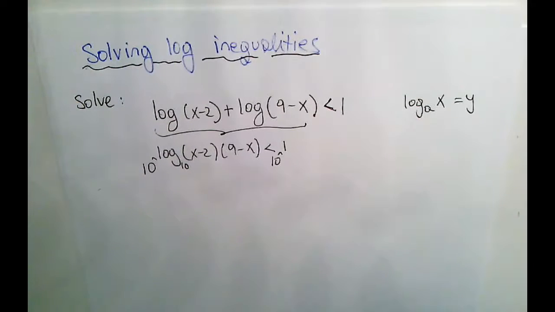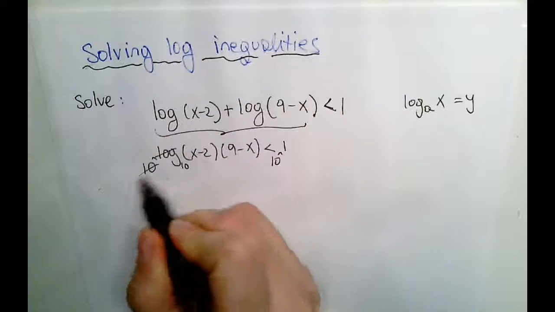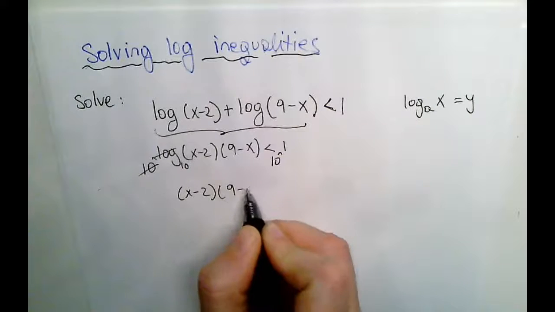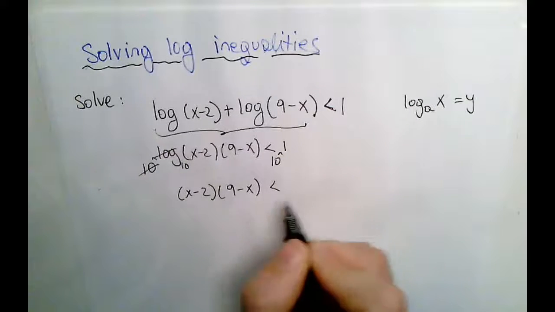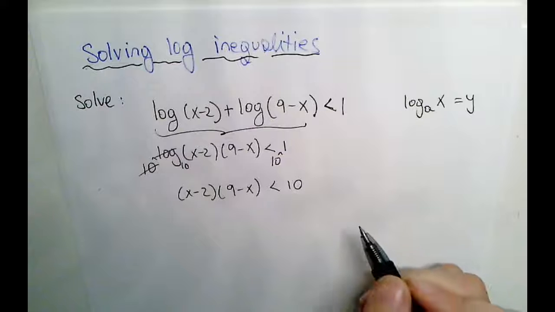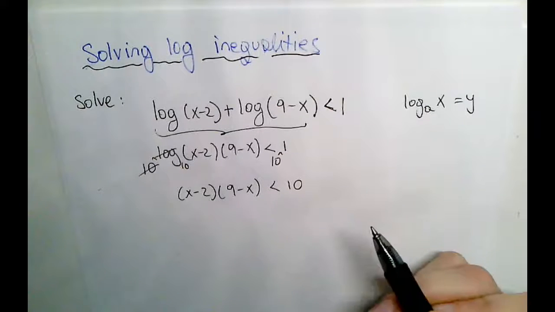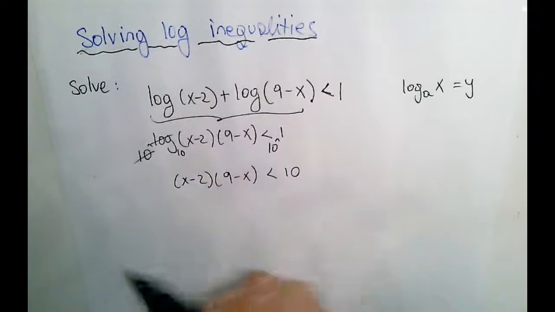So now the exponential with base 10 and log base 10 are inverses of each other, so they're going to cancel. All I have left on the left-hand side is x minus 2 times 9 minus x, and then 10 to the power 1 is just 10. So this has come down to solving just a rational inequality, which you guys know how to do now.